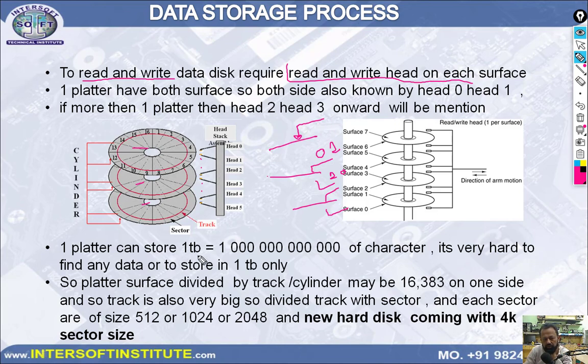1 platter can store 1 TB. 1 TB means this much size of characters. So it is very hard to find any data or to store in 1 TB as a whole. So the platter surface is divided by tracks and cylinders, maybe 16382 depending on the hard disk size on one side. The track is also very big, so the track is divided into sectors, and each sector is of size 512 or 1024 or 2048 or 4K size, like this.